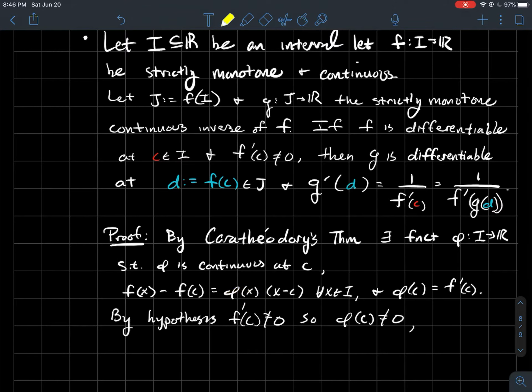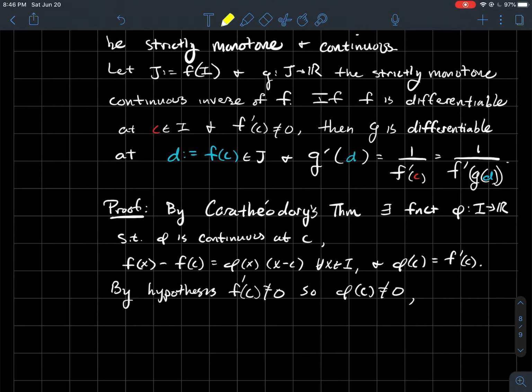But let me see. By hypothesis, what did I assume? Well, I assumed that the derivative of f at c is non-zero. And so in that case, if phi of c is f prime of c, then phi of c is not zero either. So what does that allow me to say? Since phi is continuous, there should be some little neighborhood around c where phi is just non-zero.